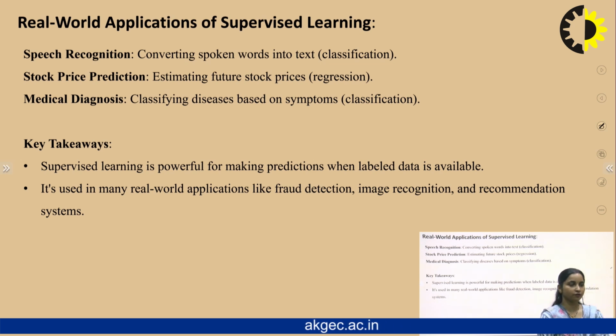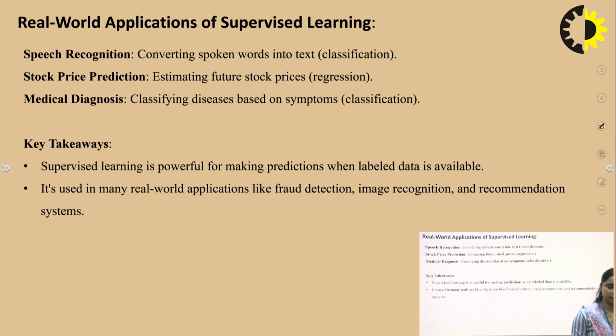So for now we have learned that supervised learning is powerful for making predictions when labeled data is available, and it is used in many real world applications like fraud detection, image recognition, and recommendation systems.